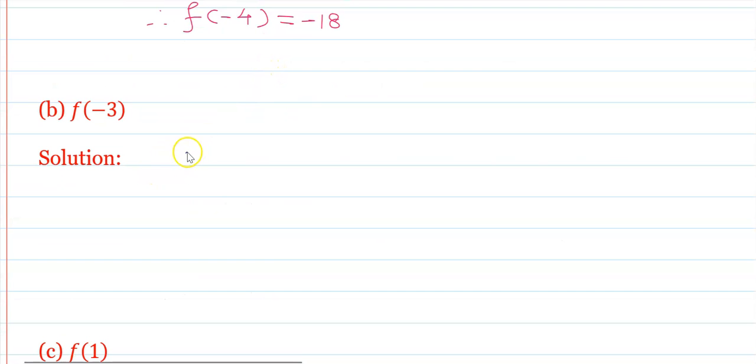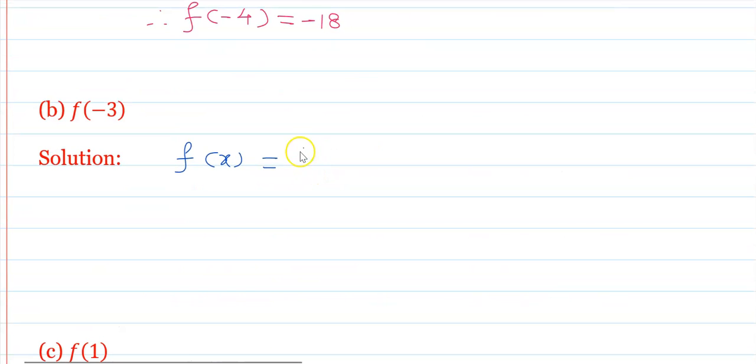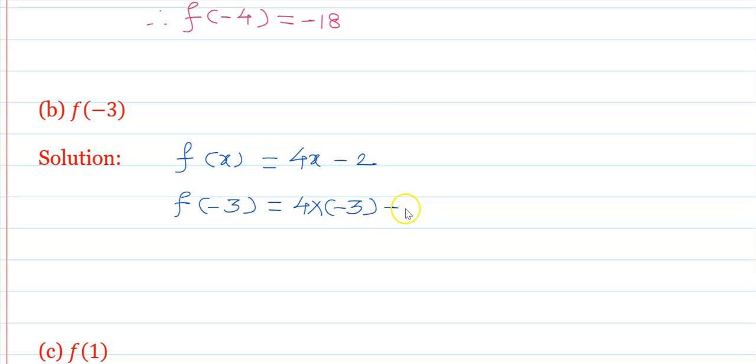Therefore here I will take f of x is equal to the first function. What is that? 4x minus 2. Okay. Therefore f of minus 3 is equal to 4 into bracket minus 3 minus 2, and their product is minus 12 minus 2, and then you will get minus 14. Therefore f of minus 3 is equal to minus 14.